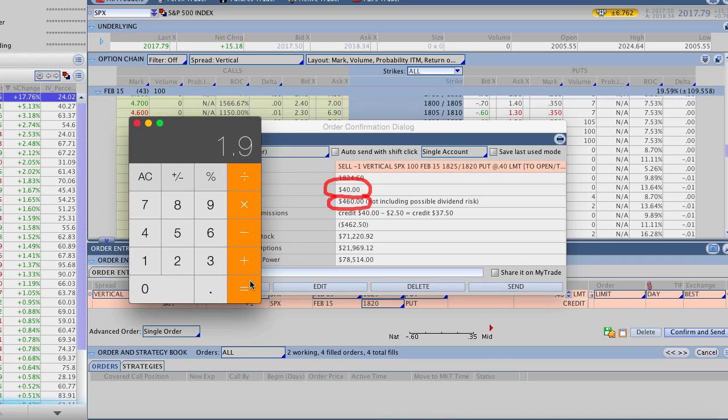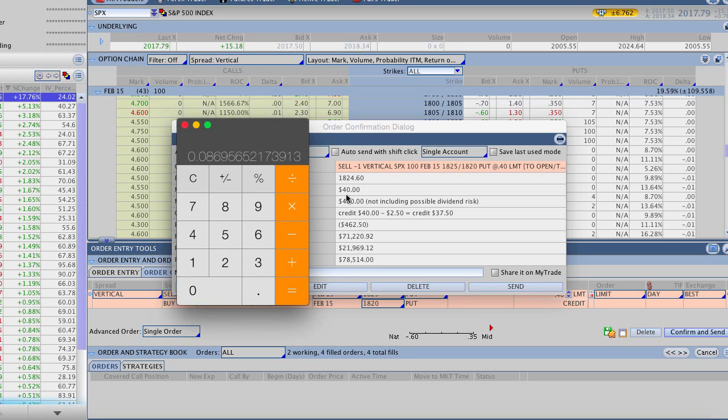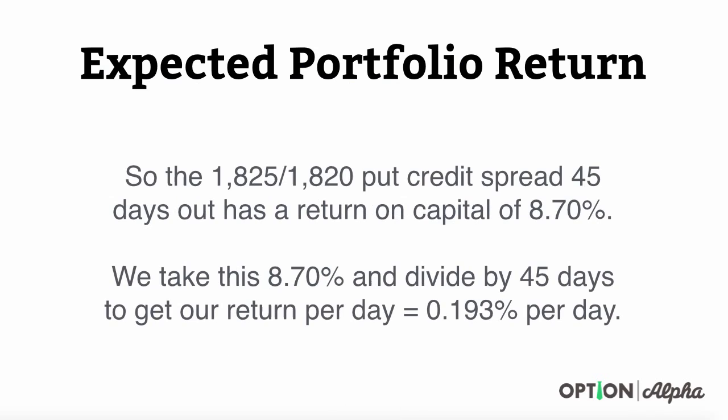So if we, again, go to the calculator that we have right here, and I'll just bring it up and show you guys, we would take the $40 that we make in credit divided by the $460 that we have to put up, and that gives us 0.0869. So an 8.7% return on our investment. Again, that $40 credit that we're taking in divided by how much capital we have to put up. Okay, so we're going to go through all the numbers here and you can see that. So let's go back to the slides.